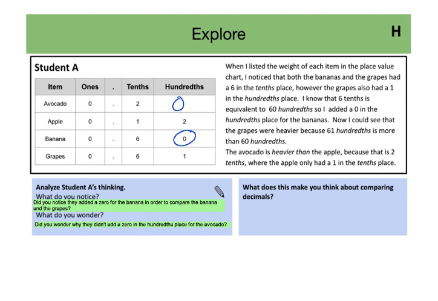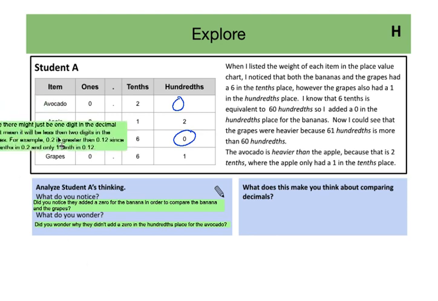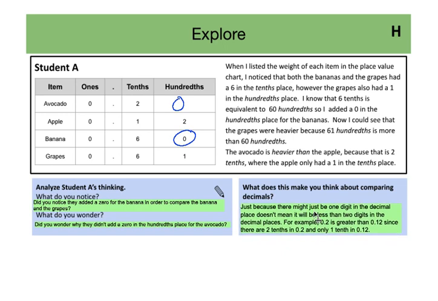And final question, what does this make you think about comparing decimals? Just because there might be 1 digit in the decimal place doesn't mean it will be less than 2 digits in the decimal places. For example, 2/10 is greater than 12/100 since there are 2/10 in 0.2 and only 1/10 in 0.12. So just because there's 1 digit doesn't mean it's going to be less than a 2-digit decimal. So keep that in mind.